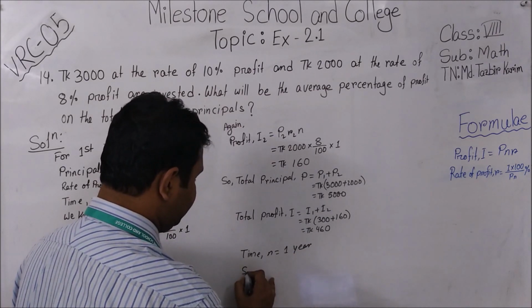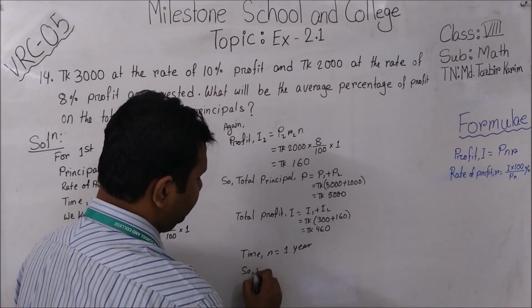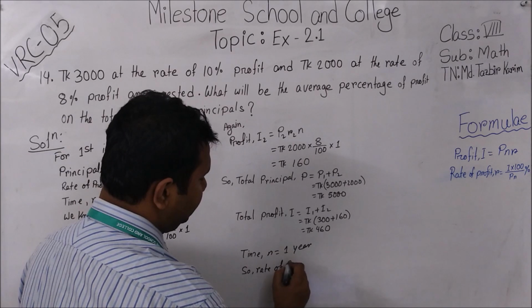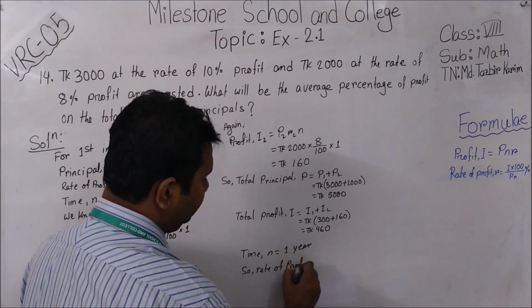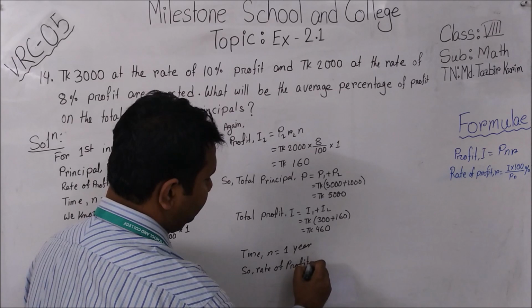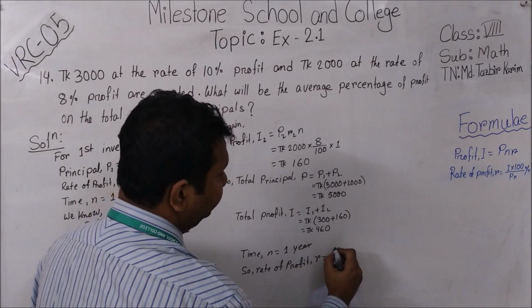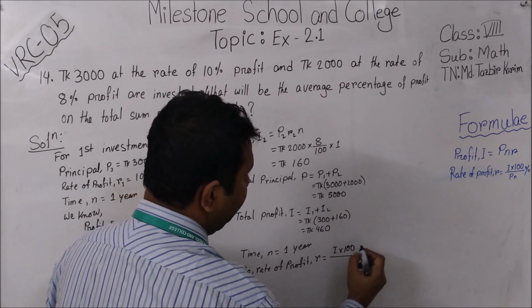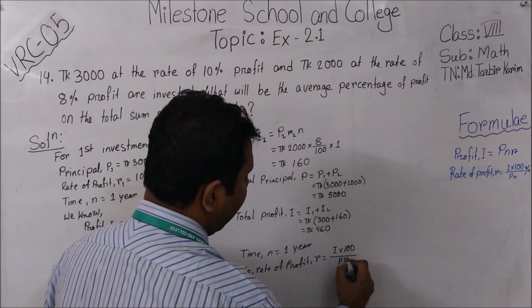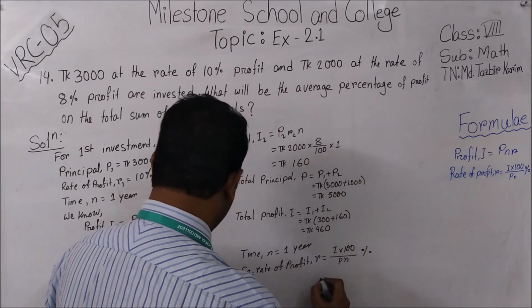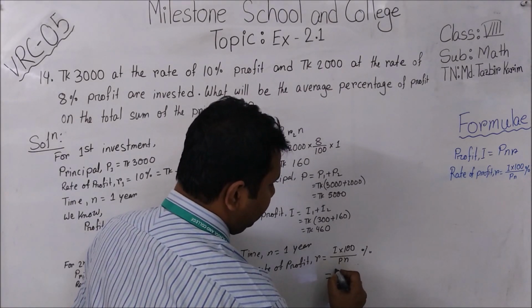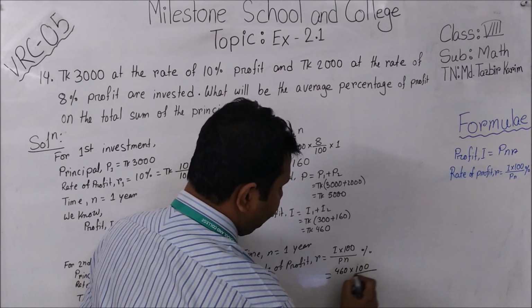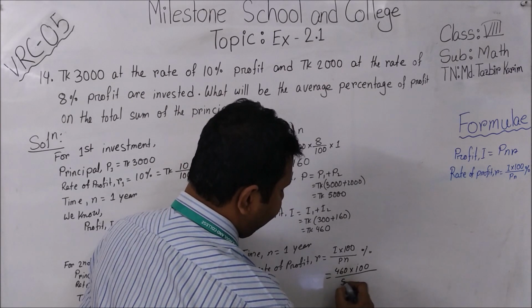So rate of profit R equal to I into 100 by PN%. If I put, then R equal to 460 into 100 by 5000.